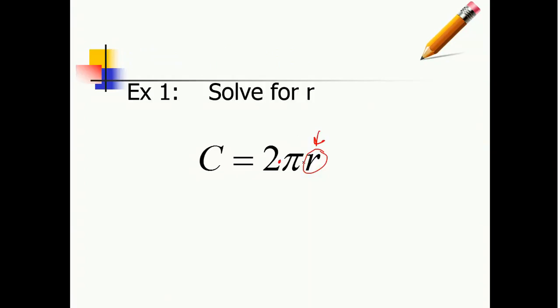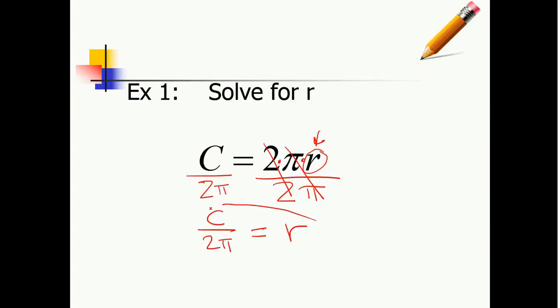Oh, I know that this is times, right? 2 times pi times r. So I need to break that multiplication, so I would divide. I'm going to divide by 2 pi. It's just a number; 2 pi is 6.28 something, double 3.14. But if I divide by 2 pi on that side, I better divide by 2 pi over here. So 2 pi divided by 2 pi, that's just 1. I would be left with just r over there, and then C over 2 pi over there.